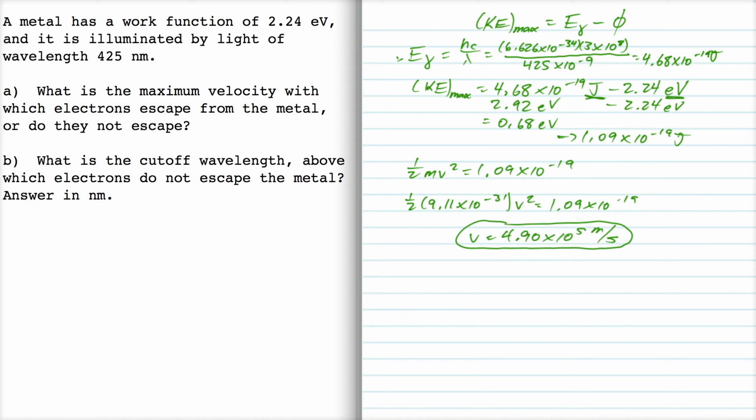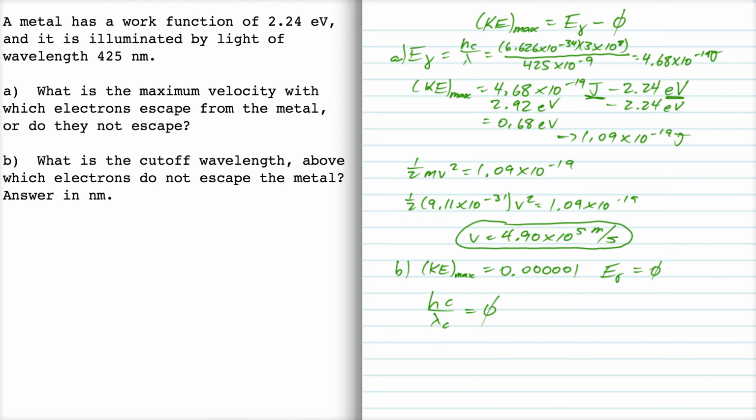Okay, that's part A. Part B is asking what's the cutoff wavelength. Well, the cutoff wavelength occurs where the electrons escape with the minimum possible kinetic energy, which is 0. So they barely escape, with like 0.0000001 eV of energy. That means the energy of the incident photon must equal the work function. So we're going to set hc over lambda cutoff equal to that work function phi.